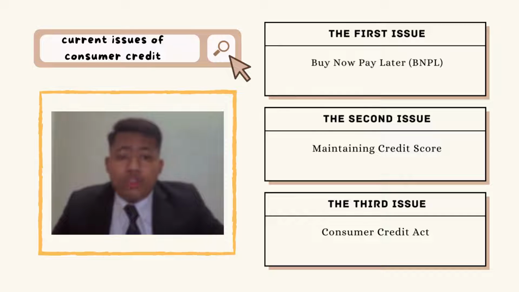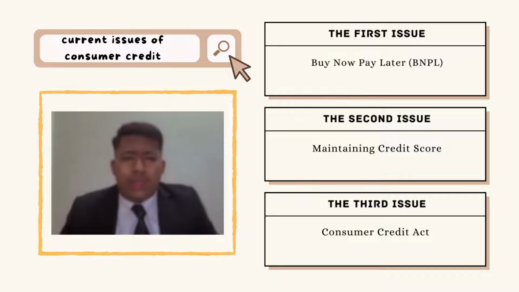So, the last one is the Consumer Credit Act. So, the Consumer Credit Act will be enacted in 2022 by Bank Negara Malaysia, which is BNM, to enhance regulatory provisions for all consumer credit activities, including suppliers of Buy Now Pay Later programs.